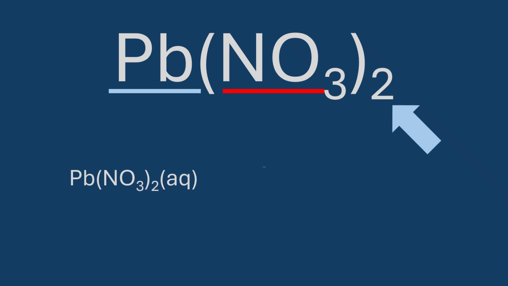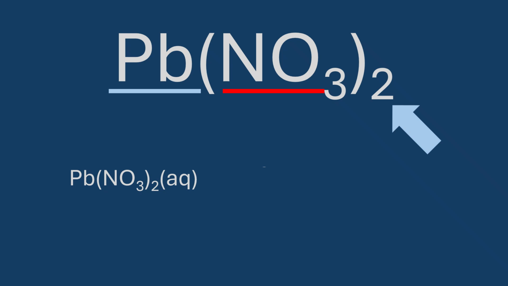The cation here is the lead-2 cation, and our anion is the nitrate anion. We have one cation for every 2 anions, as given by the stoichiometry of the salt. This means that when we write our balanced dissociation equation, we will have a coefficient of 2 for our nitrate. Again, begin your equation with the soluble salt.